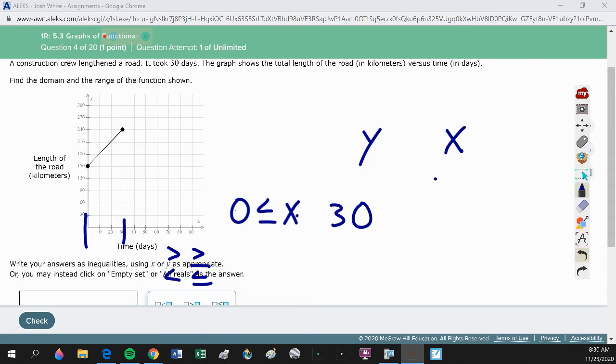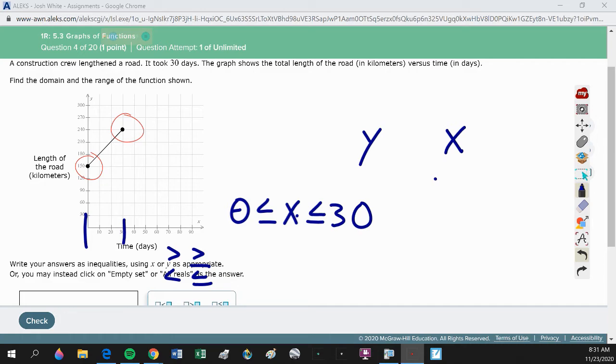So x is bigger than 0 and x is less than or equal to 30. So the domain there is everything from 0 to 30. X could be anywhere between 0 and 30. Do 0 and 30 count? Yes. How come? Look at these. They're closed circles. If they were open circles, then we would not put the equal to. Yeah, this is domain. That's how you represent the domain.